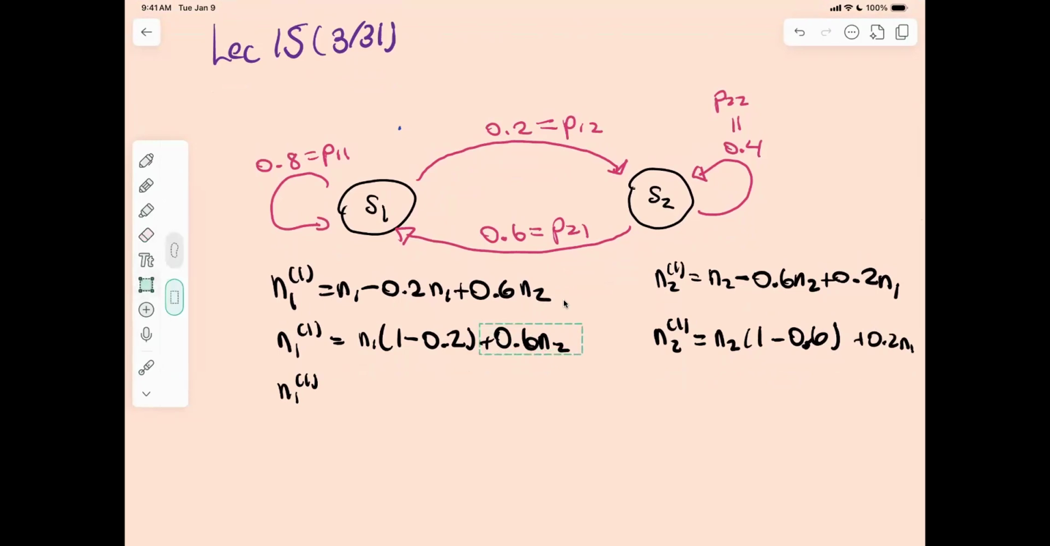So let me write this a little bit different. Let me put the n1 on the right side. Same, I'll do the same with n2.